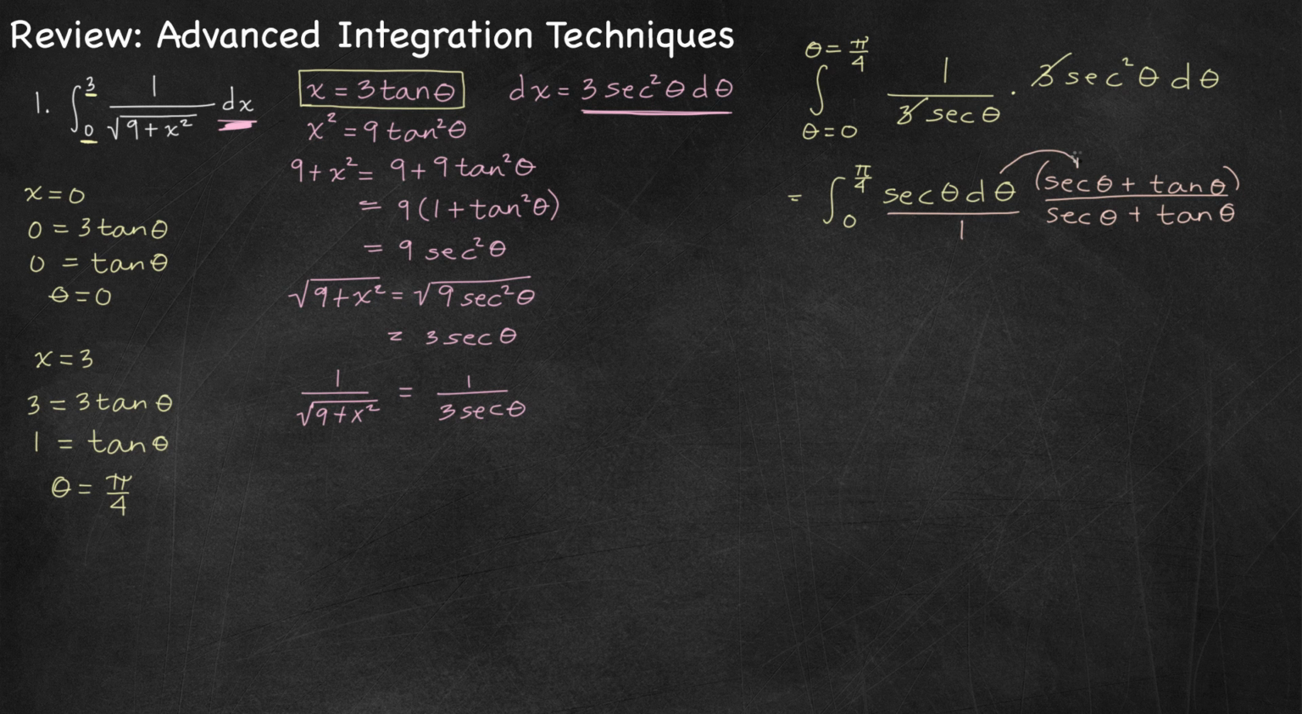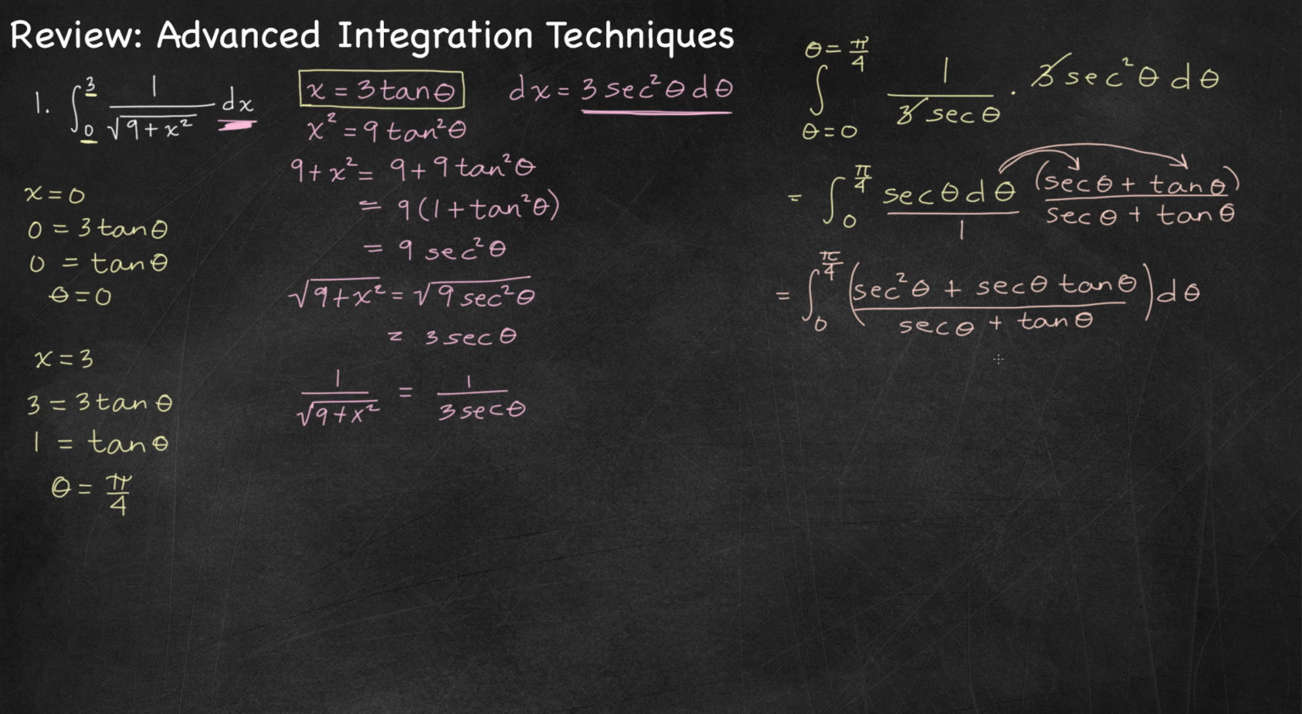Okay, so I'm going to distribute secant theta, just the secant theta. I'm going to distribute, and then my integral becomes the integral from 0 to pi over 4 of secant squared theta plus secant theta tangent theta over secant theta plus tangent theta. And then we'll put the d theta at the end. We'll multiply that at the end.